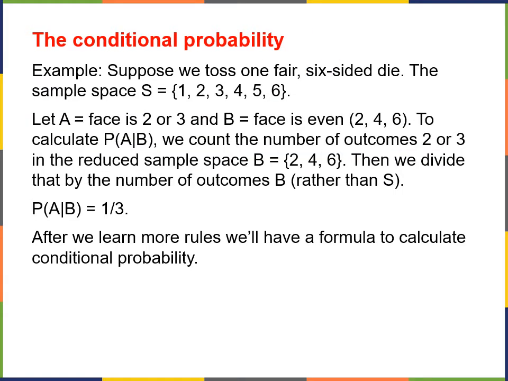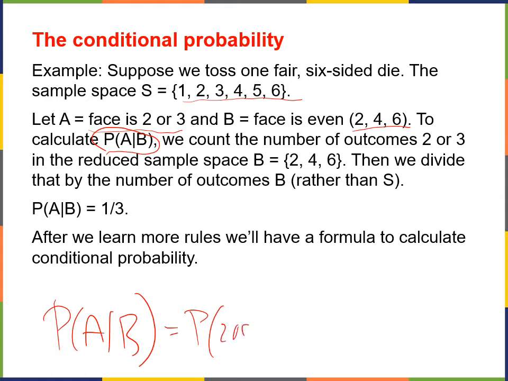So here's an example of a conditional probability. Well, not a very good example. It is an example. Suppose we toss a fair die, a six-sided die. The sample space should be 1, 2, 3, 4, 5, or 6. But let A be that the face is either a 2 or a 3, so we get a 2 or a 3 after we roll it. And B be that the face is even, so a 2, 4, or 6. So let's say we want to calculate the probability of A given B. What does that mean? The probability that we get a 2 or a 3 given that we only are looking at evens.